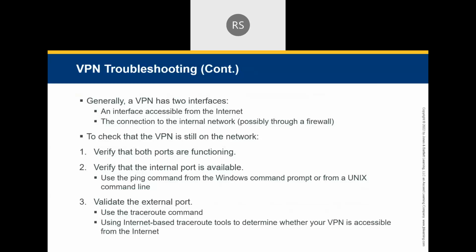Now, for validating the external port, you want to use the traceroute command. This is to validate the accessibility of the external port from the internet. The traceroute provides insight into the network path that is taken by the data packets and allows you to identify any potential obstacles or issues. Also, you want to consider using internet-based traceroute tools to perform remote traceroutes from external locations. So this will help you in assessing whether the VPN is accessible and functioning as it's intended from the various geographical locations.